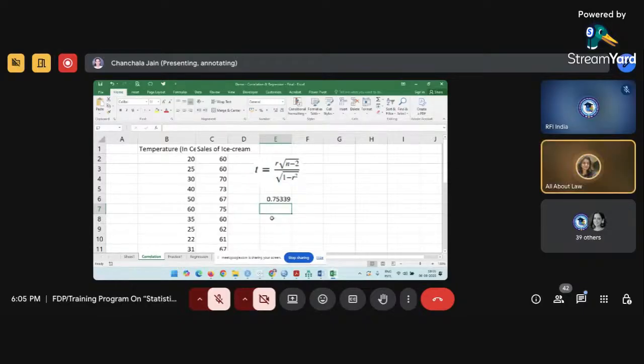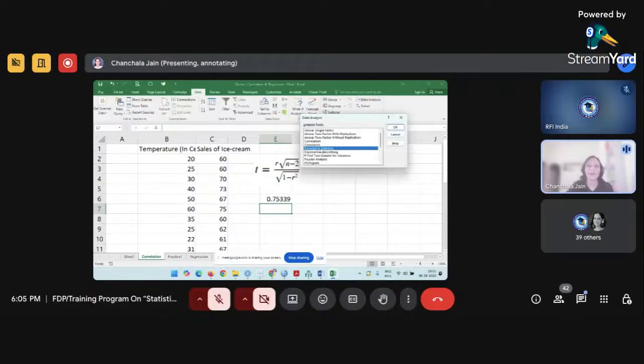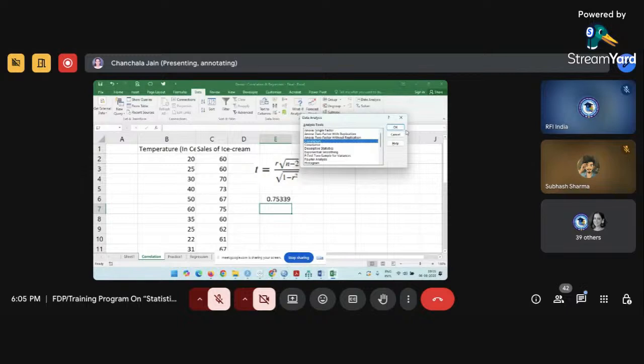Correct. So this is the first way. The second way is you can go to the Data tab and, using the Analysis ToolPak, you can select Correlation. I hope everyone is able to locate Correlation in the dialog box. Now click on OK.